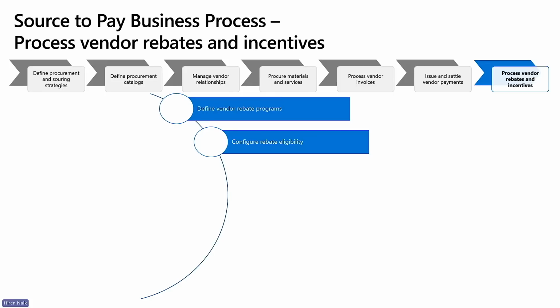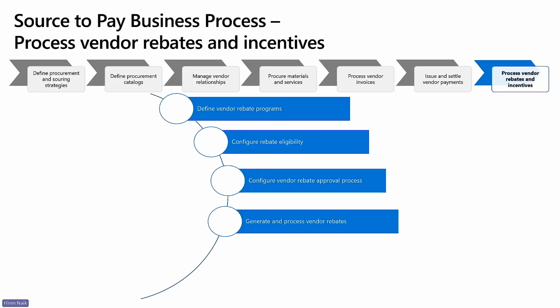Dynamics 365 enables the vendor rebate agreement approval process by configuring the vendor rebate approval workflow. Vendor claims can be automatically created based on the vendor rebate agreement setup. If the vendor agreement is set up to claim rebate by invoice, then when each vendor invoice is posted in the system, the vendor claim will be automatically calculated.